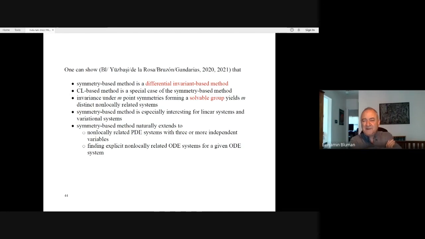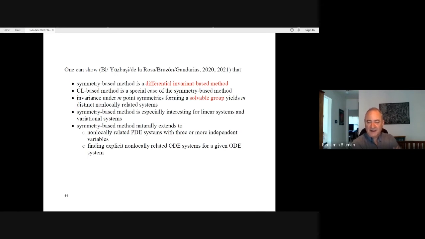Now, papers that appeared in 2020 and 2021 have shown that the symmetry-based method is, in fact, we should relabel it as a differential invariant-based method. The conservation law method is proven in one of these papers to be a special case of the symmetry-based method. So it's more general, the special case. If you had invariance under m point symmetries, we could get m distinct locally related systems, provided it's a solvable group? That's very interesting. We'll see in our paper.